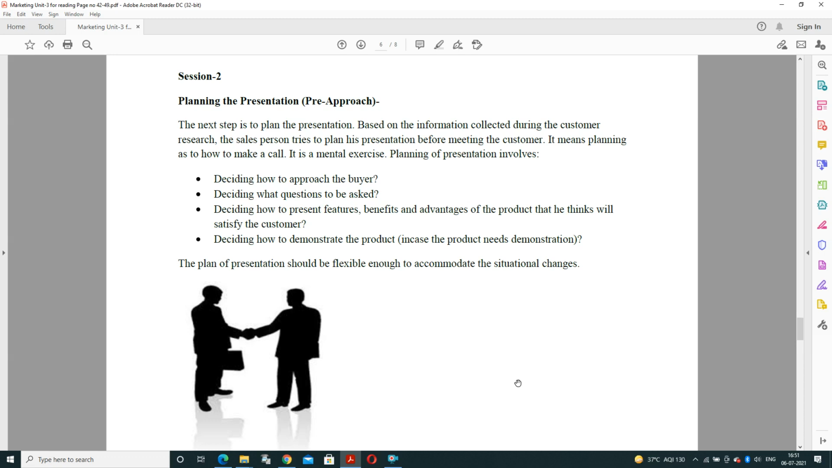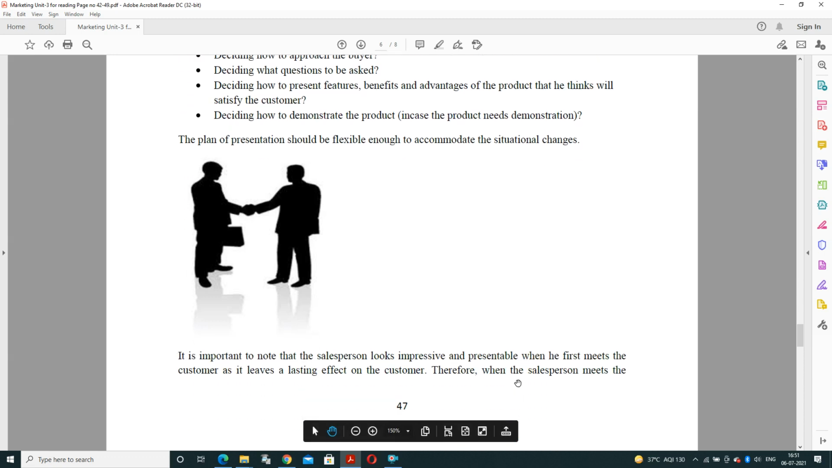And planning of the presentation involves deciding how to approach the customer, how to meet the customer, deciding how to ask the question, what type of questions can be asked from the customer side, deciding how to present the features, benefits and advantages of the product that he thinks will satisfy the customer, and deciding how to demonstrate the product. So the plan of presentation should be flexible enough to accommodate situational changes.